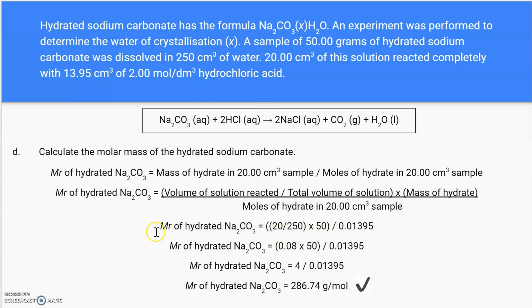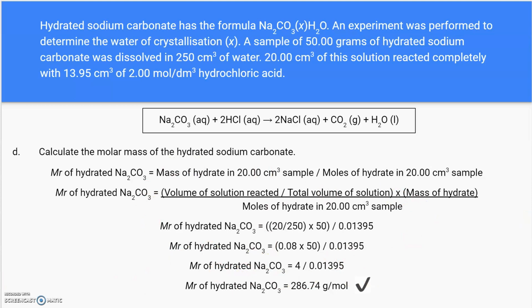So in the end, to calculate the molar mass of hydrated sodium carbonate, what we're going to do is 20 divided by the total volume of the original solution, which was 250, times the mass of the hydrate, which is 50 grams. All of that will give us the mass of the hydrate within the sample that was reacted, and we will divide that by the moles of the hydrate in the sample, which we obtained from part B. If we perform all that mathematical operation, we end up getting that the molar mass of hydrated sodium carbonate is 286.74 grams per mole. Now that'll be part D.